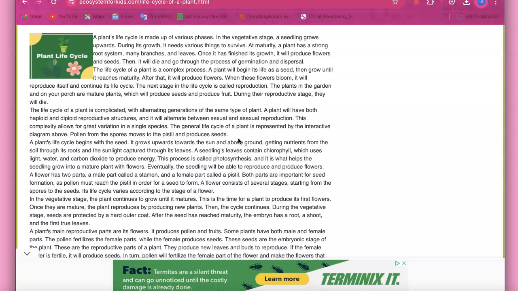Once it has finished its growth, it will produce flowers and seeds. Then it will die and go through the process of germination and dispersal. The life cycle of a plant is a complex process. A plant will begin its life as a seed, then grow until it reaches maturity. After that, it will produce flowers. When these flowers bloom, it will reproduce itself and continue its life cycle. The next stage in the life cycle is called reproduction. The plants in the garden and on your porch are mature plants, which will produce seeds and produce fruit. During their reproductive stage, they will die.